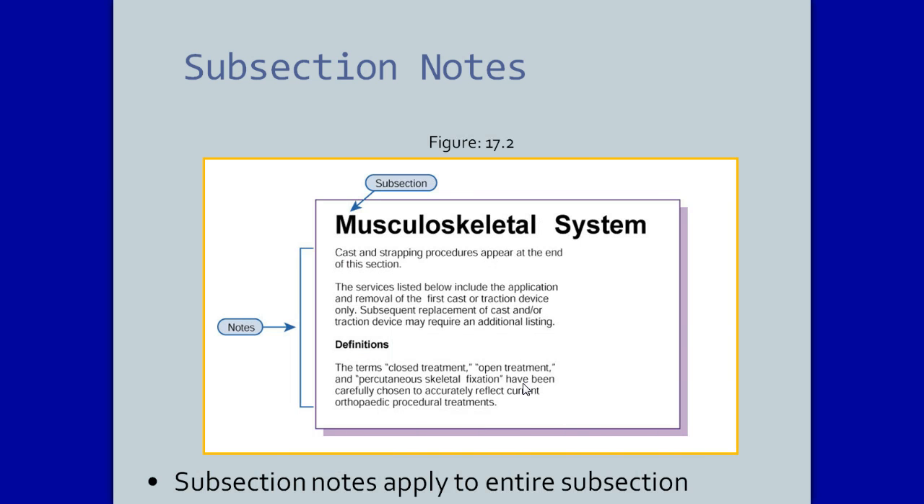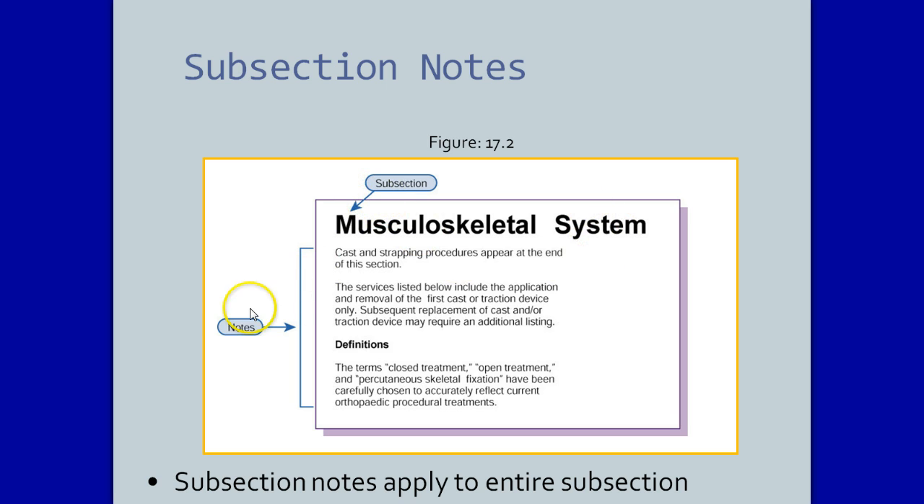Here we have subsection notes. It tells us here that subsection notes apply to the entire subsection. So this is the subsection here, musculoskeletal. The section itself is surgery. So you kind of look at your CPT book like a web page. You have your main page and then you have a forward slash. So you have surgery, forward slash, musculoskeletal system. Within the musculoskeletal system, you'll have other specific categories and subcategories, and we'll get into that.